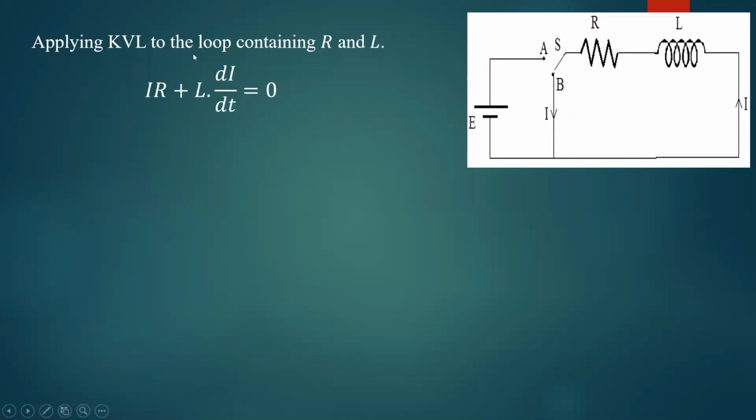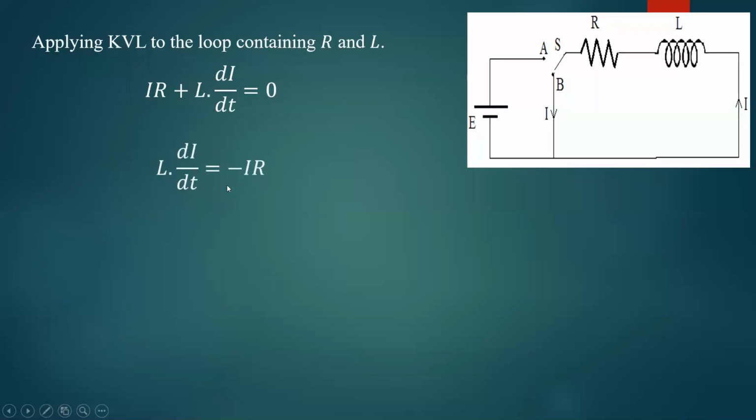This is a first order differential equation in I. The current is variable, it is decreasing, and time is variable. R and L are constants. So this is a first order differential equation. You try to find the solution for this equation by separating the variables. Rearranging, you will get L into di by dt equal to minus IR.